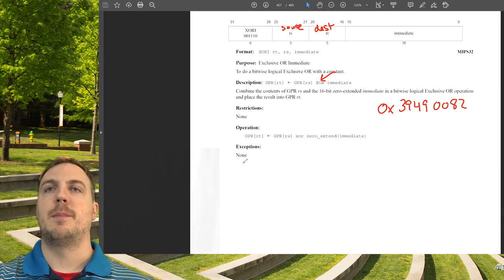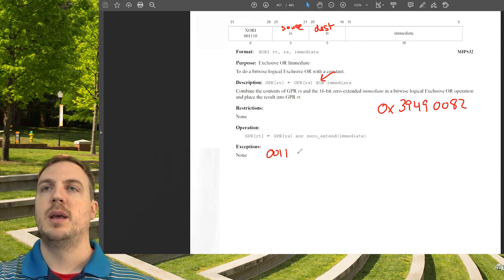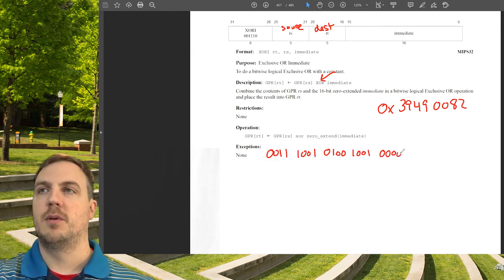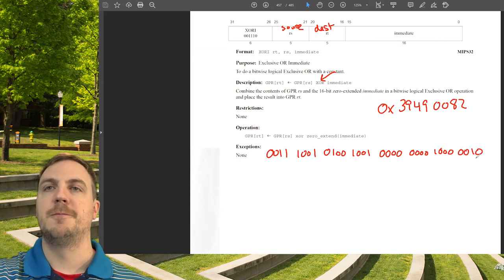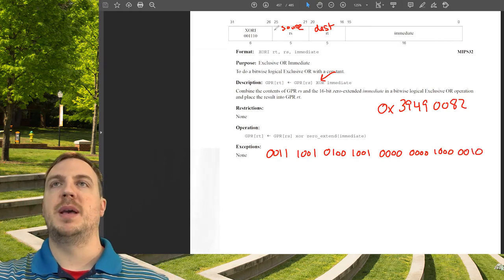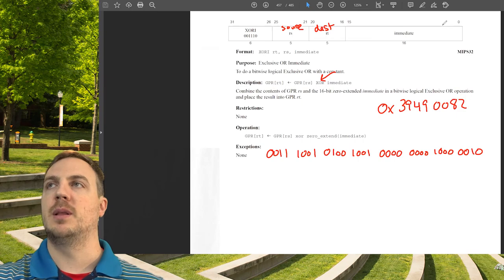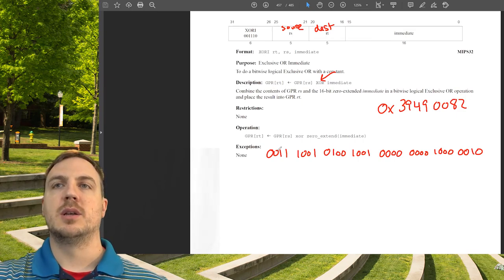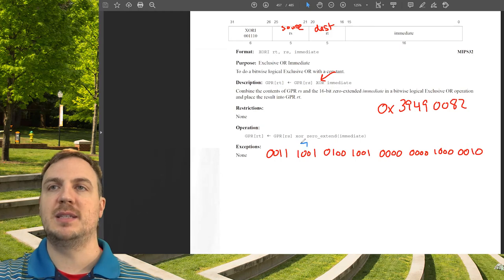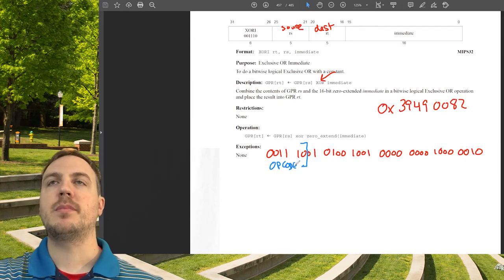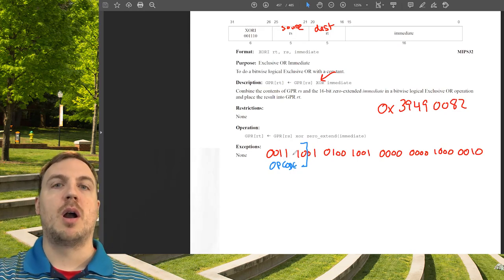Let's go ahead and convert this one into binary. 3 is 0011, 9 is 1001, 4 is 0100, 9 is 1001, 0, 8 is 1000, and 2 is 0010. Now what we're looking for is bits 25 through 21, so we skip the 6 bits we've already used for our opcode. Let me choose a different color so it's easy to see. There are 1, 2, 3, 4, 5, 6 bits. Those 6 bits are your opcode. The next 5 bits are going to be your RS, your source register.